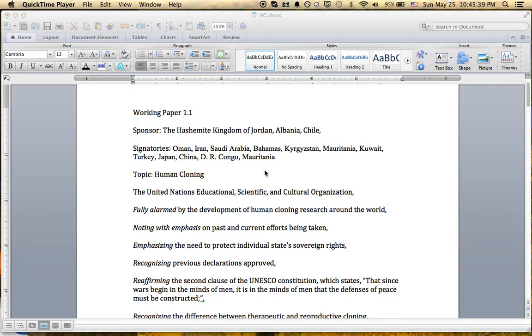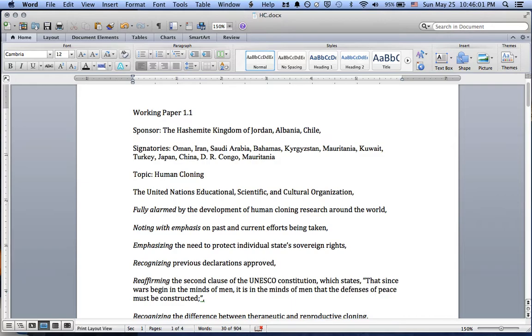As many of you may be new, a resolution is a document that helps solve the issue that delegates may be experiencing. In this instance, it's the topic of human cloning and what the United Nations Educational, Scientific, and Cultural Organization will be doing in order to combat human cloning as an issue.